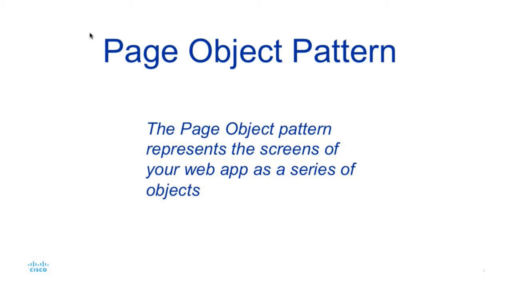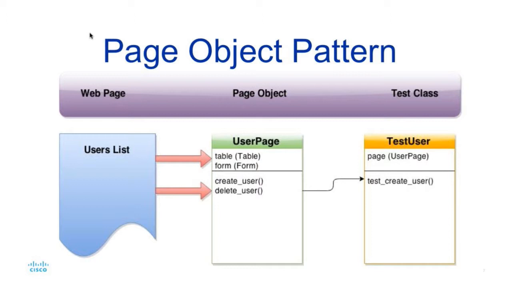As an example, if you imagine an application where you have a list of users and you want to represent that as an object, an object contains properties and functionality that can be acted on the object. So a users page will probably contain a table with the list of users and a form for creating users. The functionality that can be done on the page would be creating a user or deleting a user.